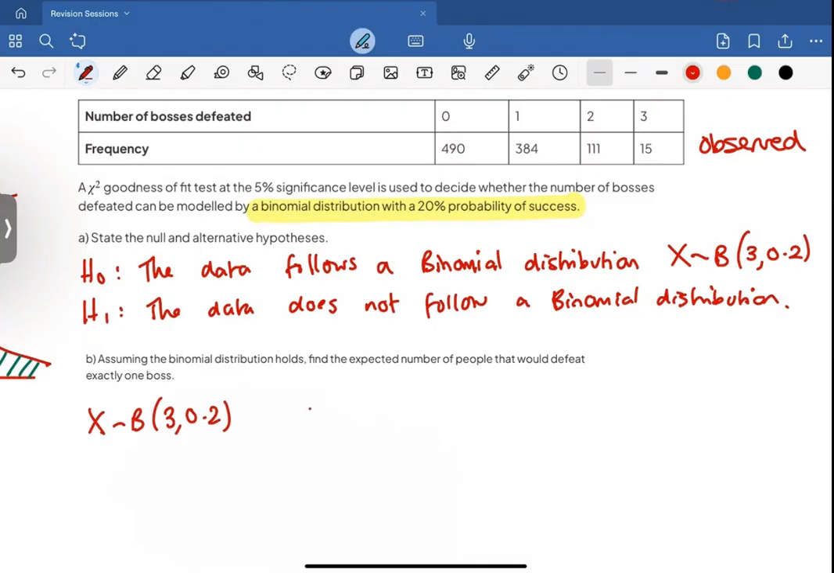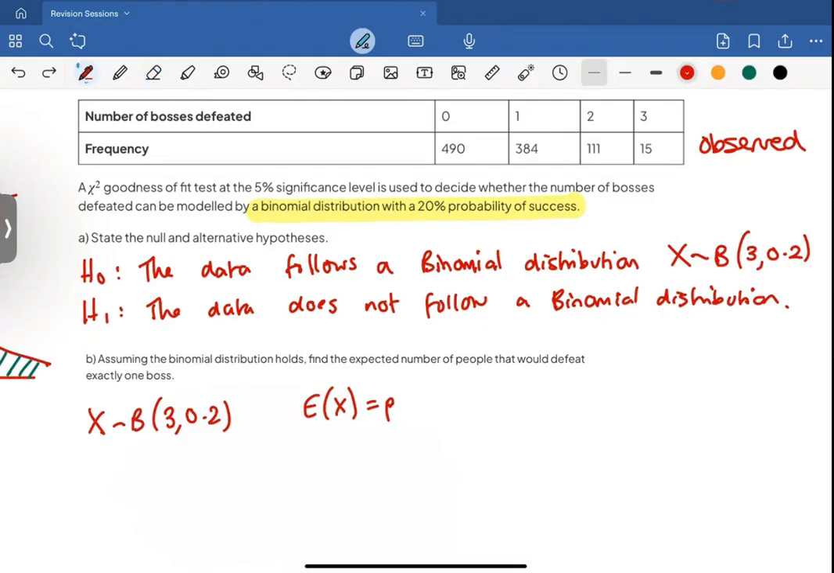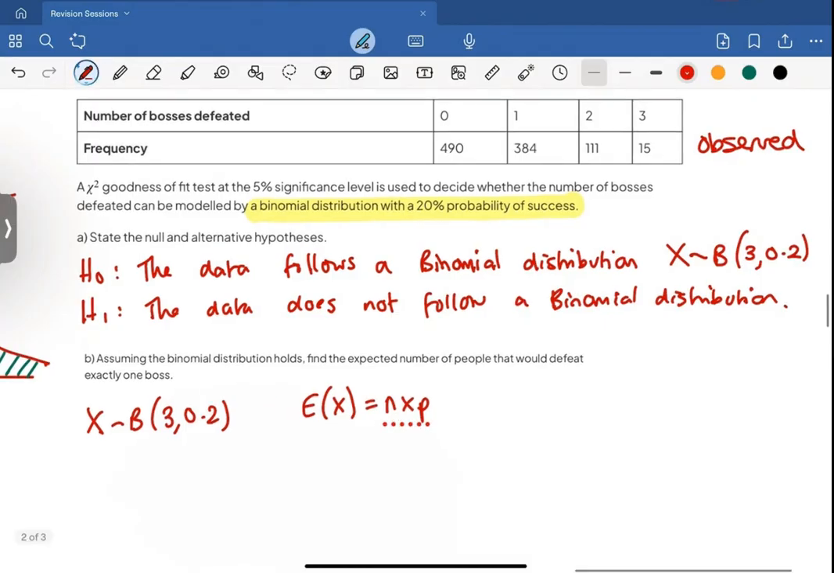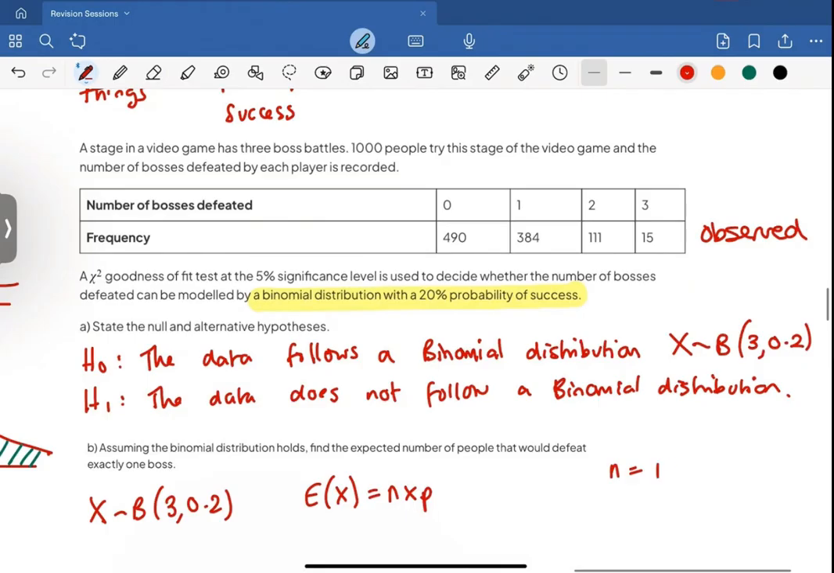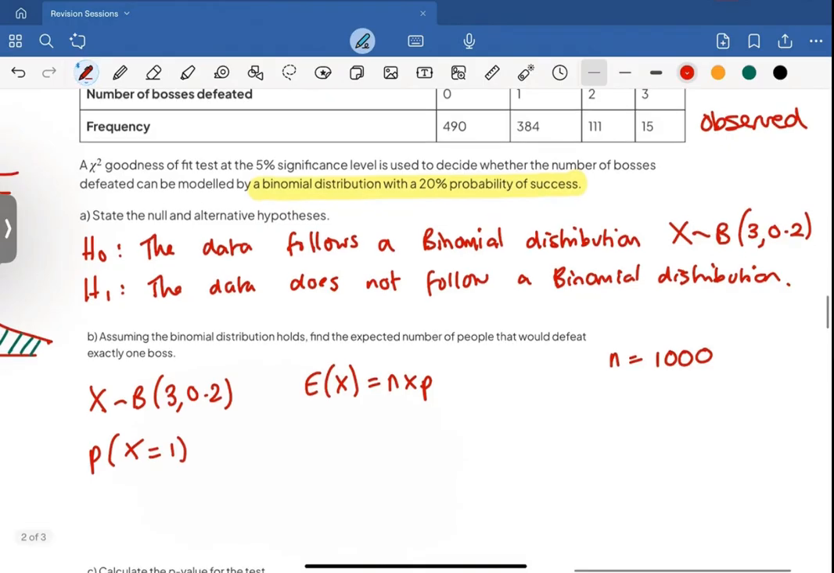So first of all, we're going to need to use that formula, n times p. N times p. Now, how many people are there in total? We've been told that there is 1,000 people trying this video game out. So what's our probability going to be? We want to know, what is the probability that someone defeats exactly 1 boss? Now, this is going to be using the binomial, and we need to decide that language there, exactly 1 boss, whether or not that is binomial PDF or CDF.